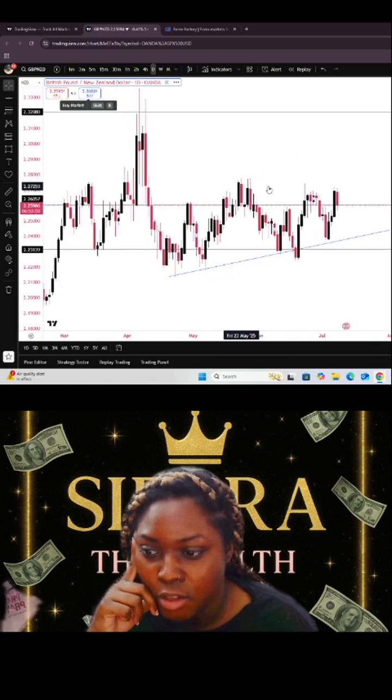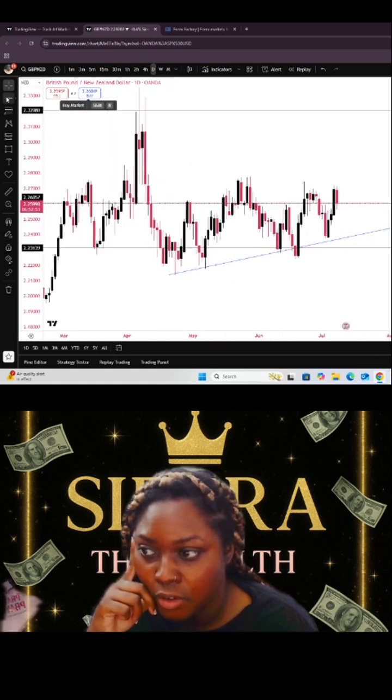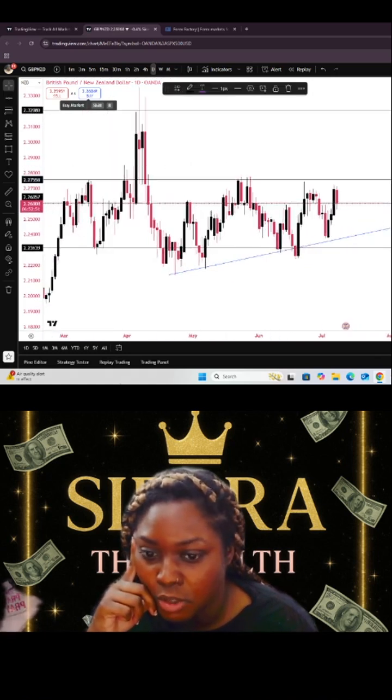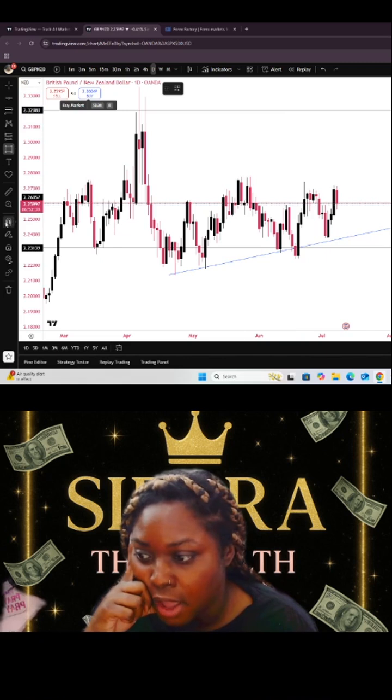I need another zone up here. I do see a lot of rejection here, here, and here, right? I can just put a horizontal line there and you can see that there's a zone somewhere, but I don't see a fair value gap and I don't see an order block. I can just draw it as regular resistance.